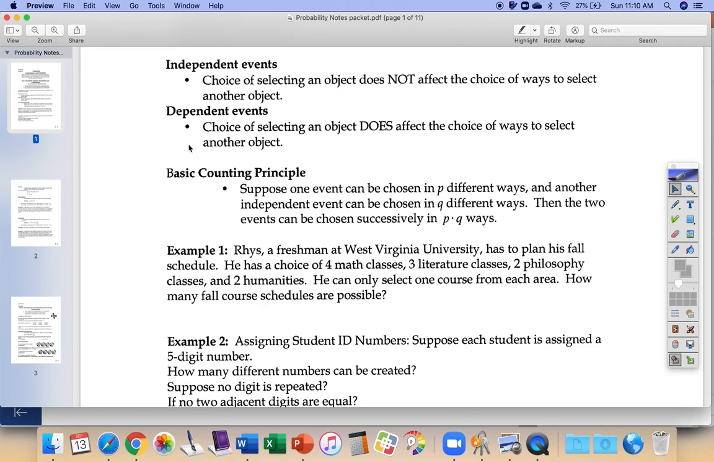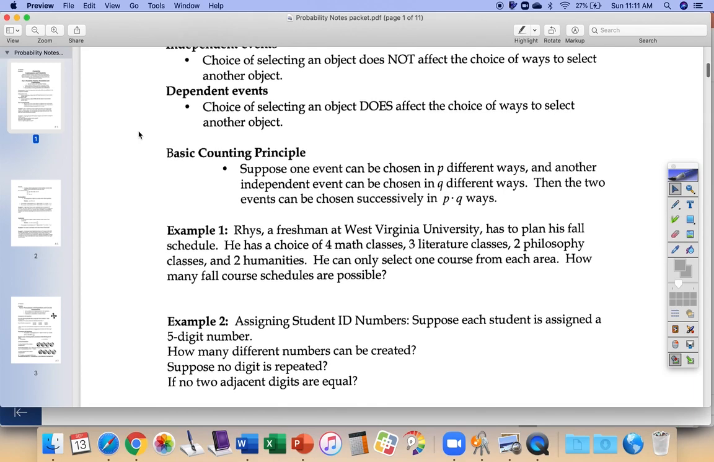Dependent events, same deck of cards. If I was to pick a card out of that deck, but then not put it back, and there were only 51 cards left, then picking the second card is dependent because the first card is gone. It doesn't exist anymore. So that second card can't be the first card, so it is dependent on what the first card was. We're going to talk about independent and dependent events a lot more, just a basic introduction right there. But we always keep that in mind when we're thinking about many things happening at once.